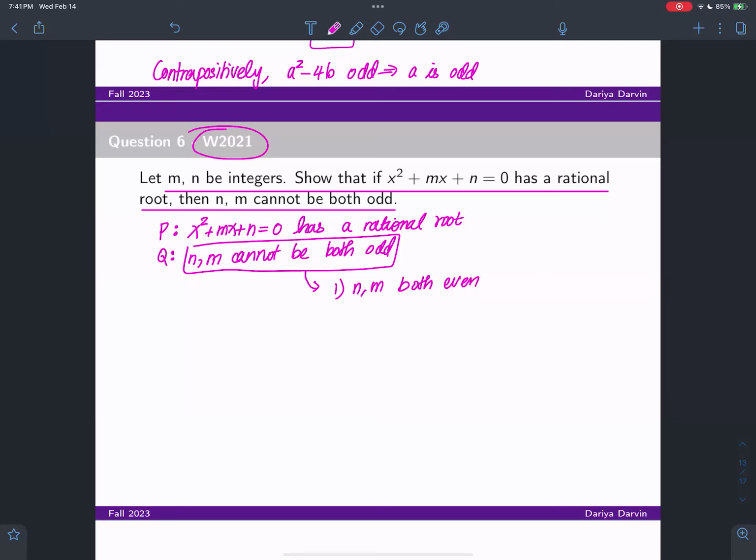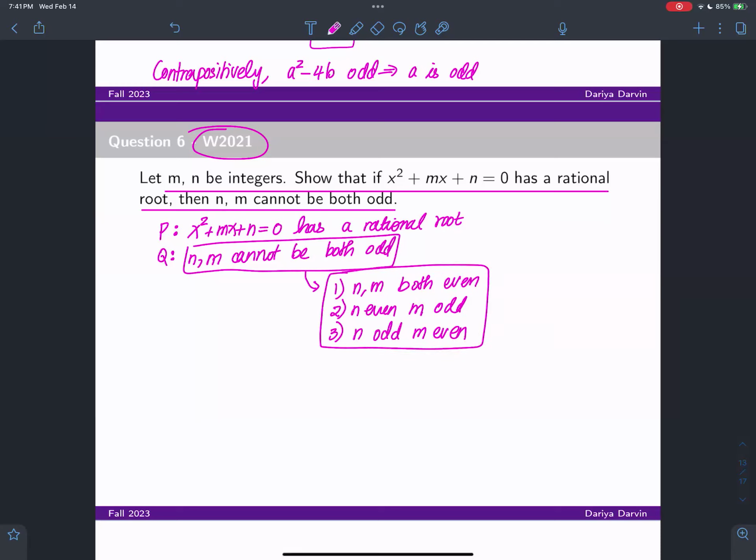N and M are both even. N even, M odd. So when you do a question like that, you basically have to take N odd, M even. It's very common to have questions where the statement you have to prove will be like, both of them are odd, or at least one is odd, or at most one is odd, or they are not both odd, or they are not both even. These wordings come up all the time. So when you see this, just write out the cases so you don't miss it out.